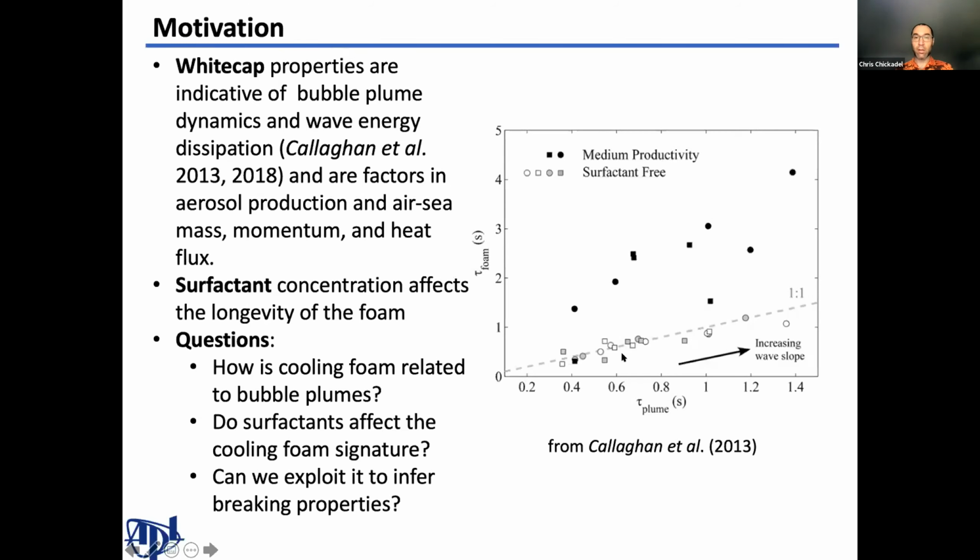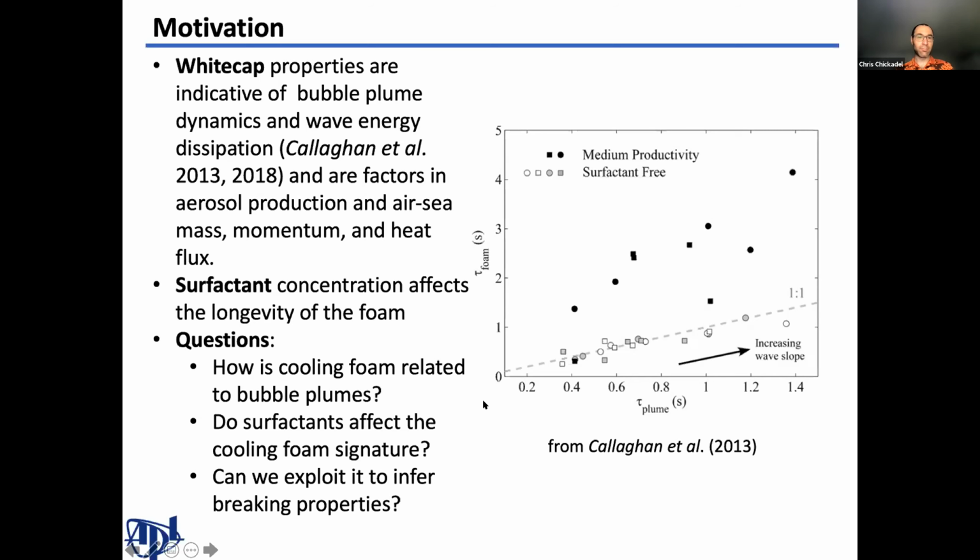Whereas if you have basically surfactant-free conditions, you get this very nice approximately 1-to-1 correspondence of decay time in the foam to decay time in the plume. Whereas if you add surfactants, you exaggerate that, you increase the scatter, and by removing that easy or direct relationship, you have weakened some way to exploit this to be able to say something about the bubble plumes that are produced.